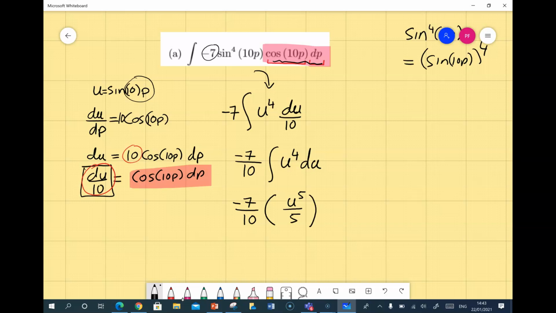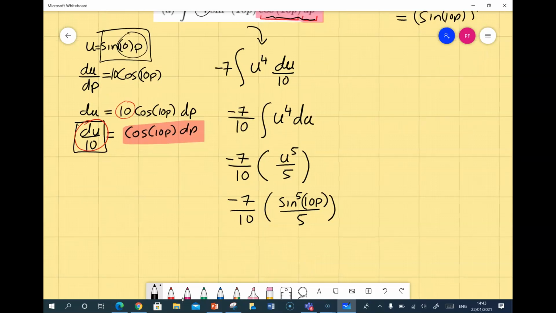So we can now, if we wish, because we don't have limits, we might as well just sub back in what u is. So we know that u is equal to the sine of 10p. So u to the power of 5 is sine 10p to the power of 5. Just remember we put our power here when we're doing trig.